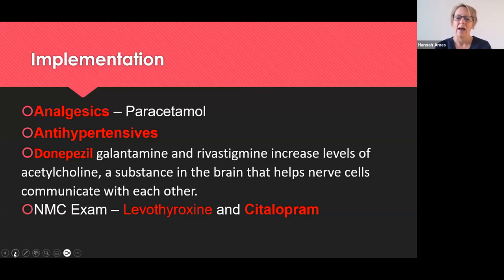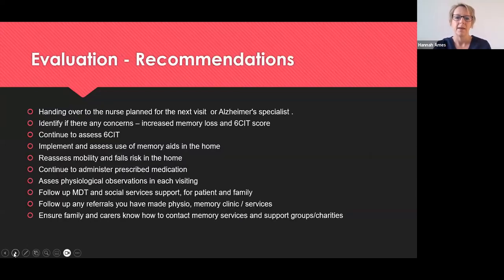So it's just good to have an awareness, so they don't freak you out in your exam as well. And specifically in the NMC exam, sometimes patients on levothyroxine and citalopram. So levothyroxine for hypothyroid and citalopram for depression. So those are some key medications to learn, which may help you as well.